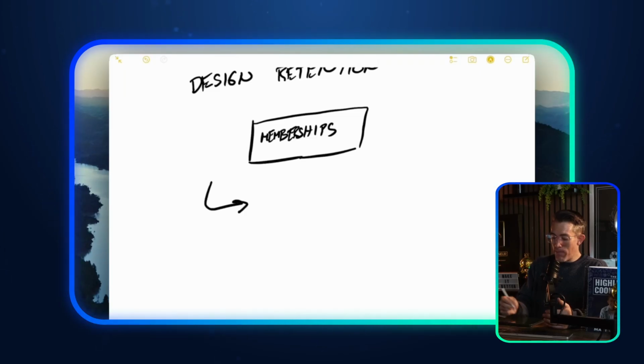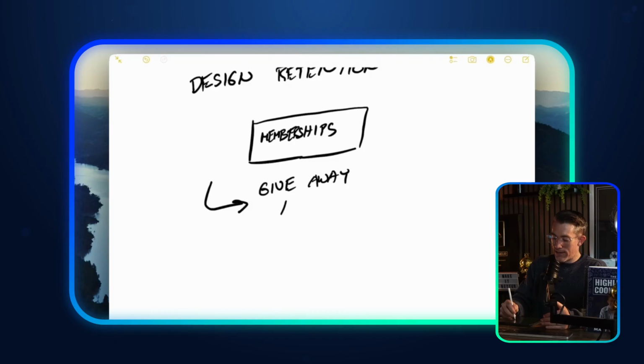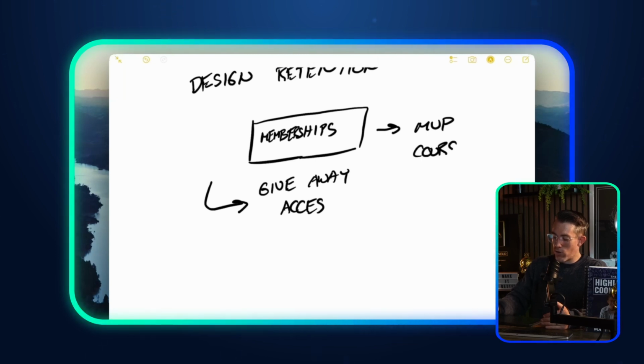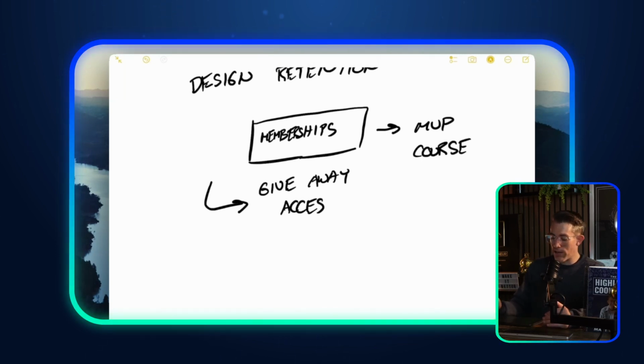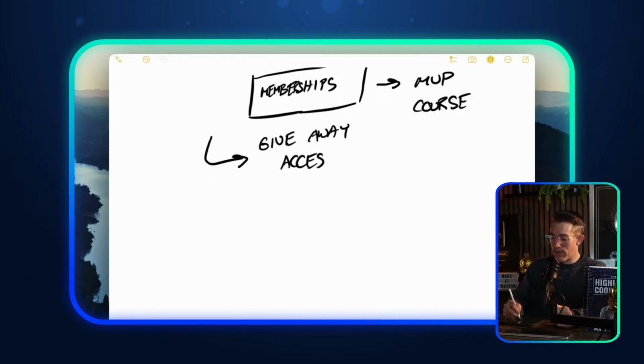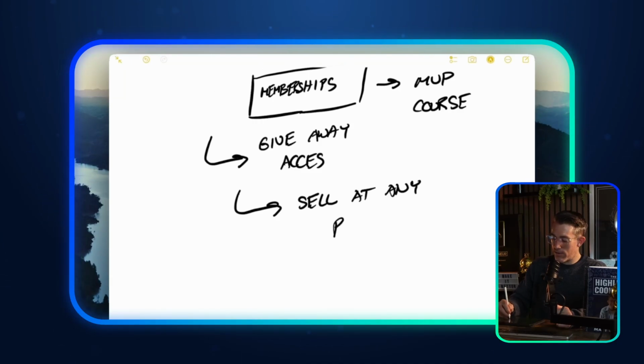They designed an onboarding experience where they wanted to get the most amount of folks to give away access. So they need to launch an MVP, a minimum viable product for their course. So create their course, create their minimum viable product course, and then give away access. Even better, it was advanced, so you could give away at first, and then you wanted to sell at any price. Sell it at any price. Just play along with me for a second.